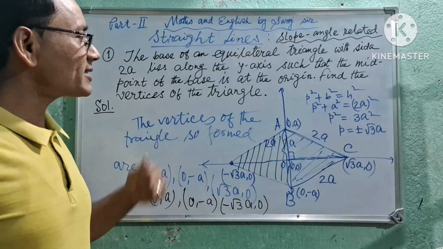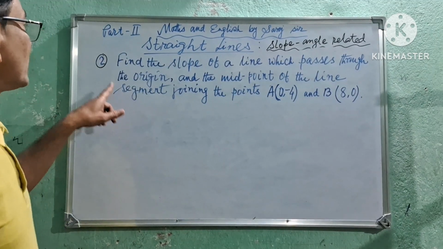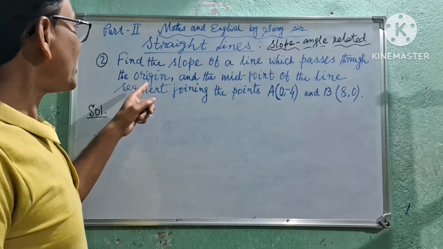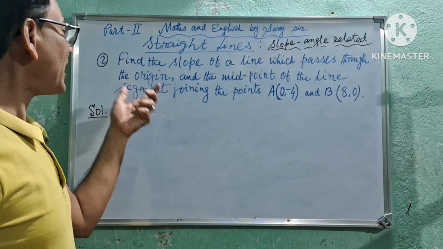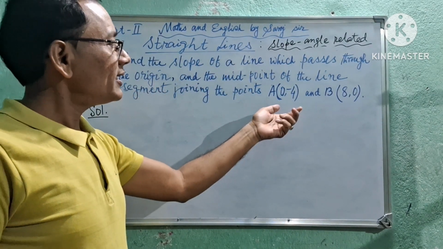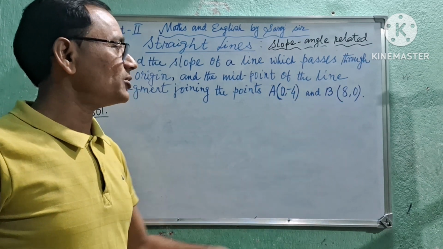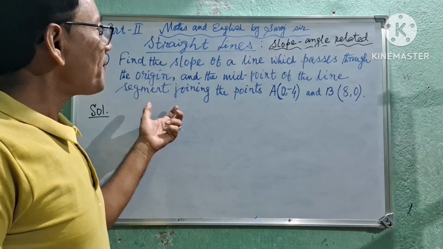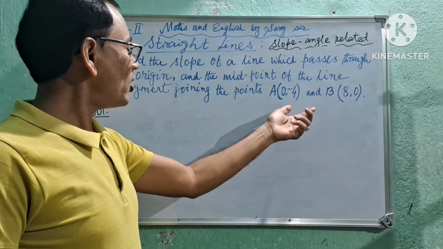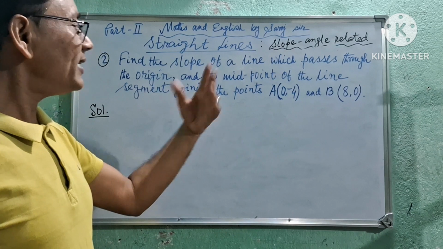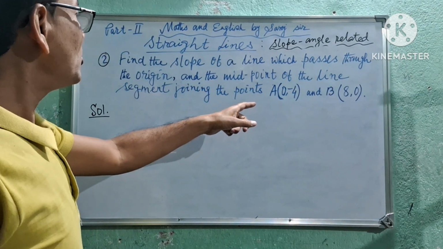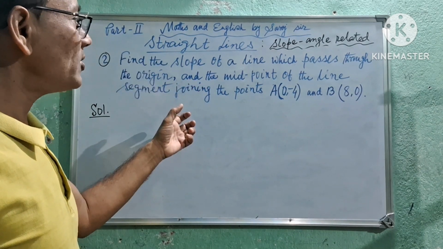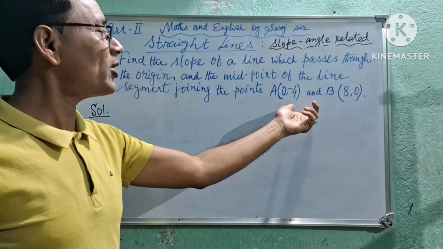Let's move on to the next sum. The next problem is: find the slope of a line which passes through the origin and the midpoint of the line segment joining the points A(0, minus 4) and B(8, 0). So we'll first find the midpoint of A and B, and with that point and the origin 0 0, we will find the slope of the two points.